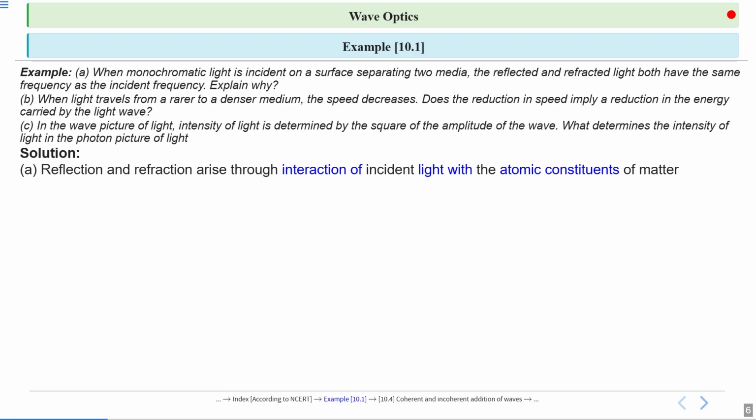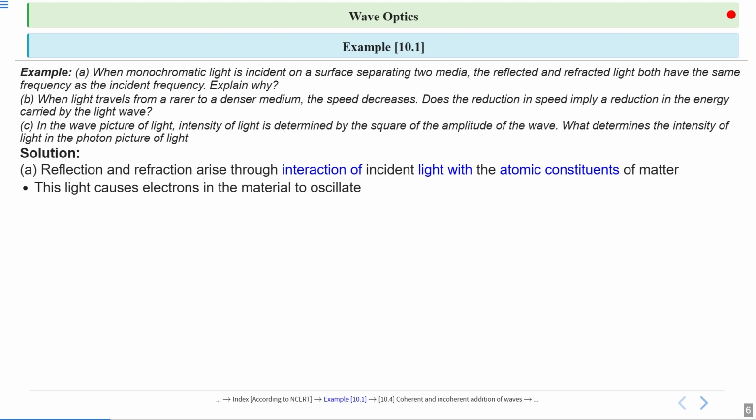A part, reflection and refraction arise through interaction of incident light with atomic constituents of matter. If we consider the particle nature of light, then light consists of energy packets called photons. These photons interact with atomic constituents, electron, proton, and other atomic components. So reflection and refraction arise through the interaction of incident light with the atomic constituents of matter.